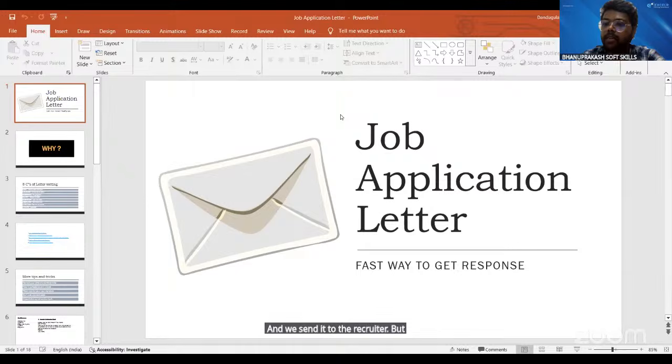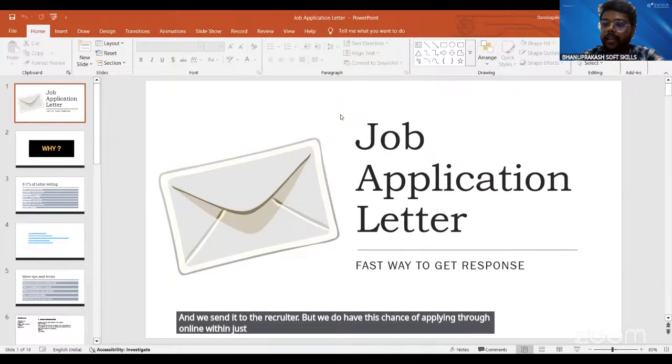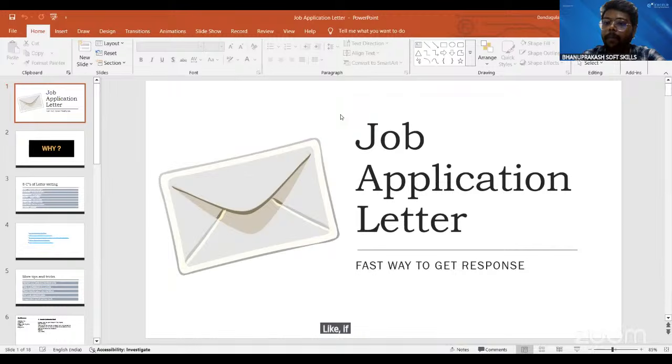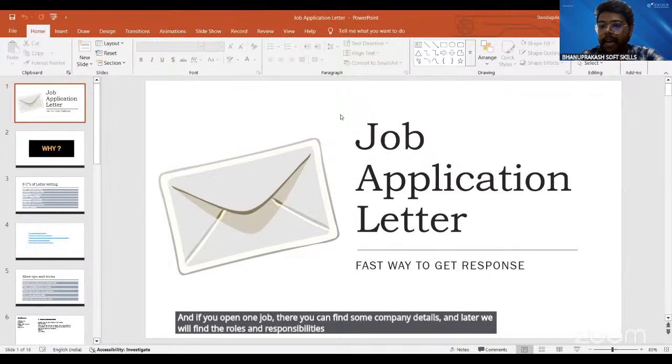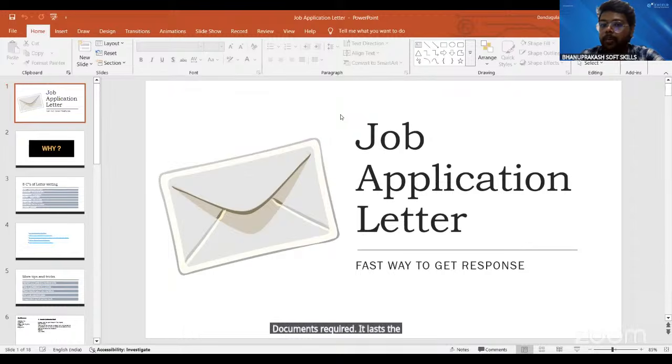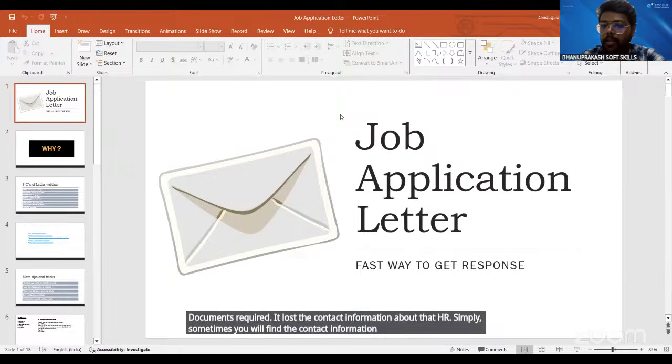But we do have the chance of applying online within just one click, right? If we open the Indeed app or the Naukri app, you can find a lot of jobs there. If you open one job, you can find some company details, then the roles and responsibilities, the salary part, documents required, and at last the contact information of that HR. Sometimes you will find contact information like a WhatsApp number or simply an email. Email is mandatory, they normally keep that.